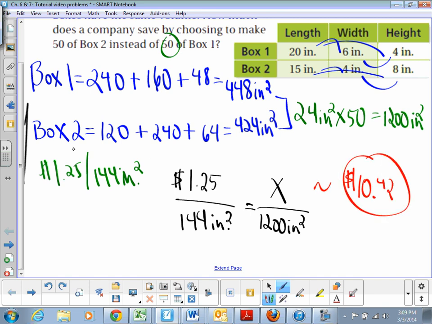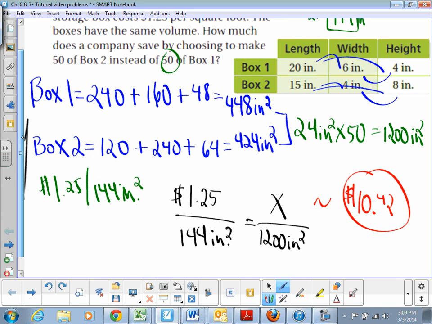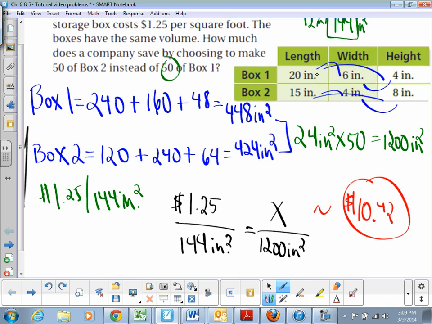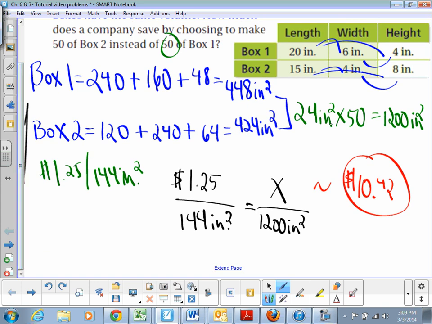So there you go. You might get a slightly different answer like we discussed in class if you changed all of these inches to feet right off the bat, or several other ways, but you're going to get somewhere around $10.50.